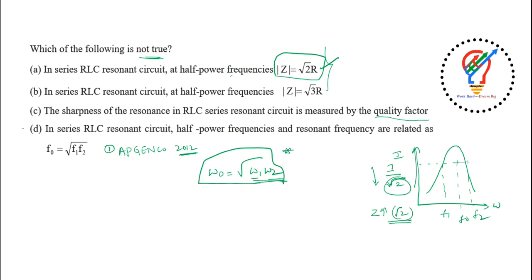Now, this option is correct, and this option is also correct, and this is a wrong option. This one is a correct option. So why is it half power frequency, sir? Okay, let me check here.